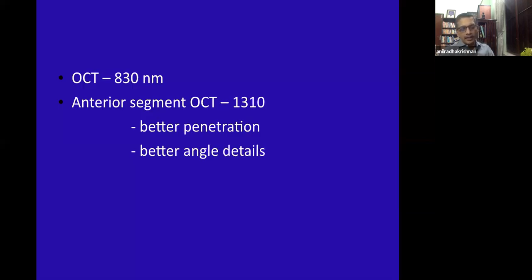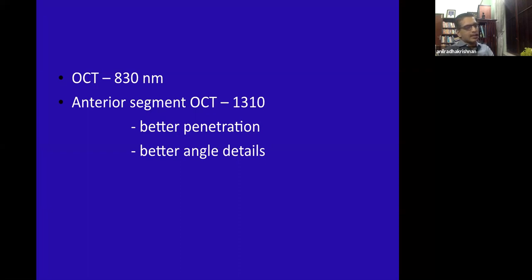In OCT, what we use is the conventional OCT, I think 830 nanometers. The advantage with the 830 nanometer OCT is that the fidelity is much better. If you look at the OCT images of Dr. Sujit, you can see that they look very crisp and very clear. That is because it uses a swept source OCT, and the wavelength used is 830 nanometers.